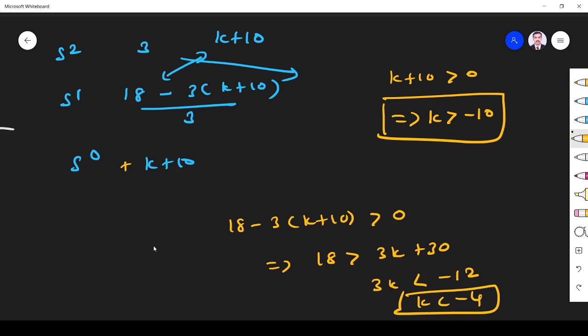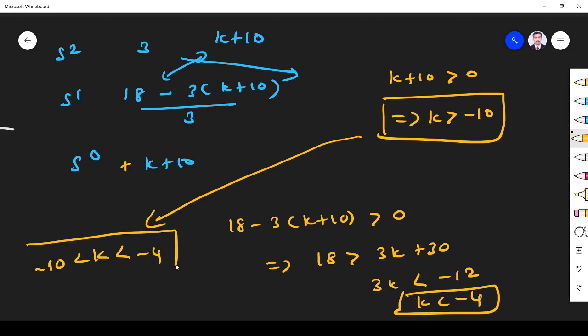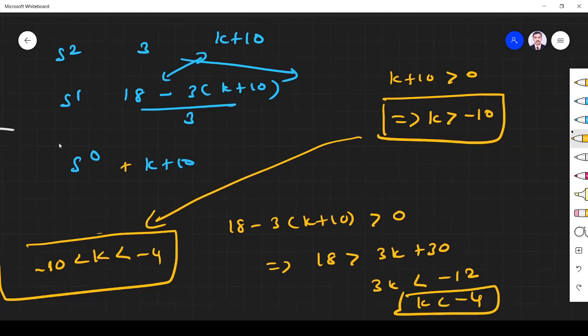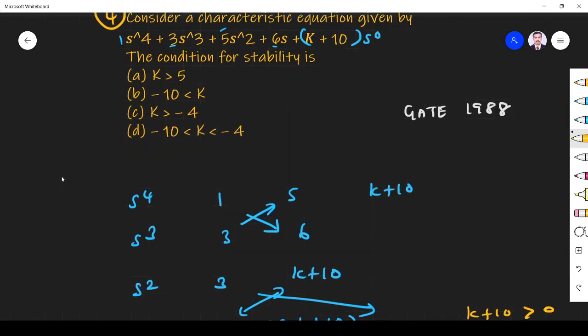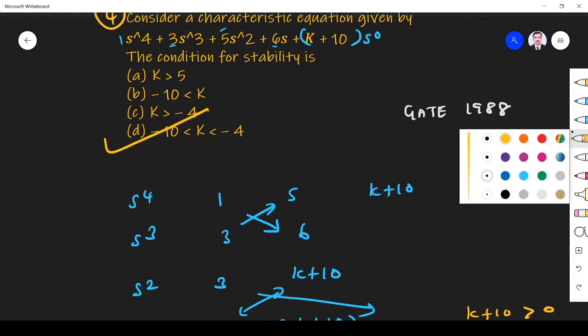So my k should vary: from the first condition, k must be greater than minus 10. From the second, k must be less than minus 4. So the answer should be greater than minus 10 to less than minus 4. Let us see, k must be greater than minus 10 to less than minus 4. Option D is the right answer. Okay. Next.